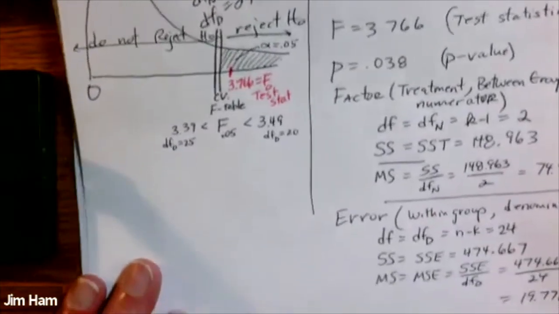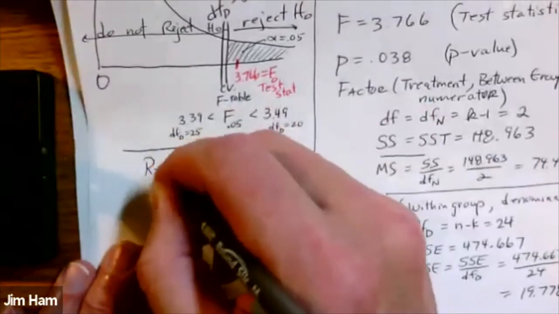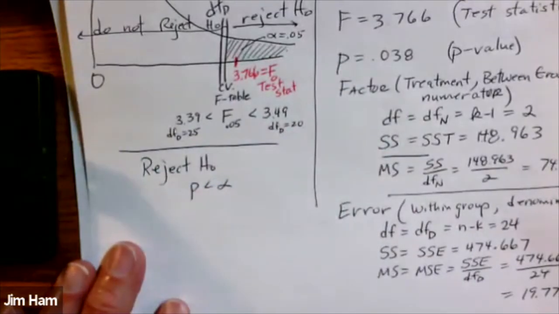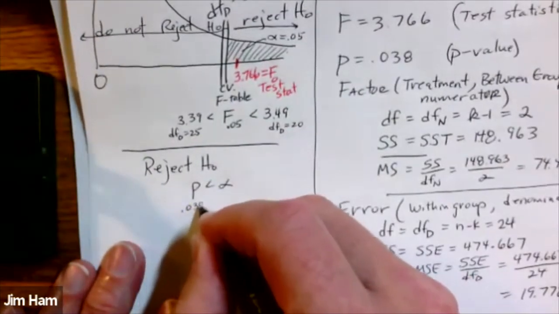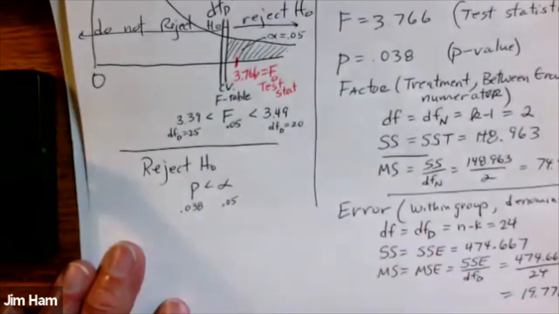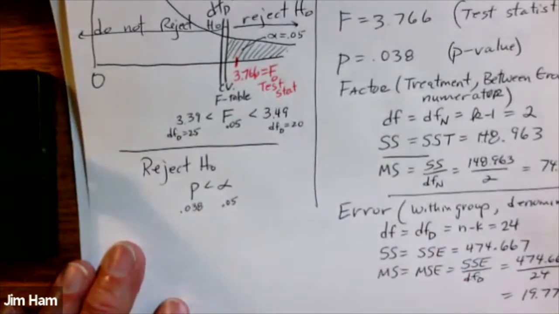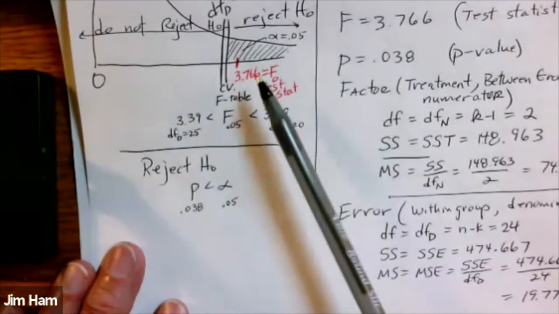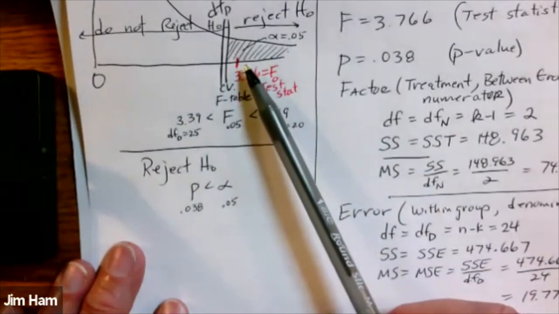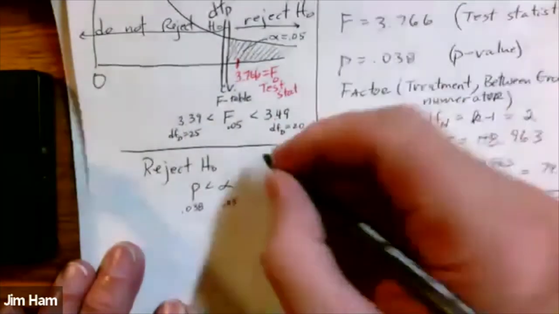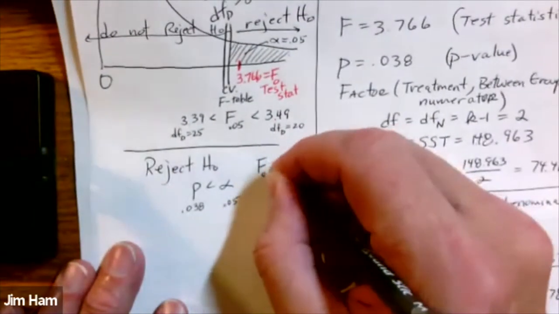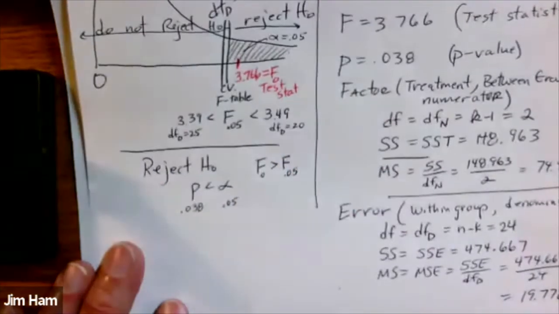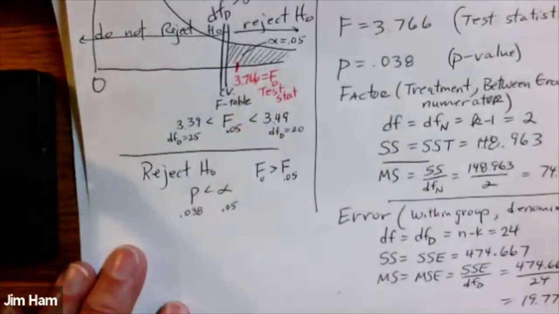Okay, so we're on to step 4, and we're going to reject the null hypothesis because p is less than alpha. Our p value was 0.038 and our alpha value was 0.05. So p is definitely less than alpha. And you can also say that the test statistic fell in the reject region. Or you can say f of 0 is greater than f of 0.05. Right, you'd have to look at the graph to see that.